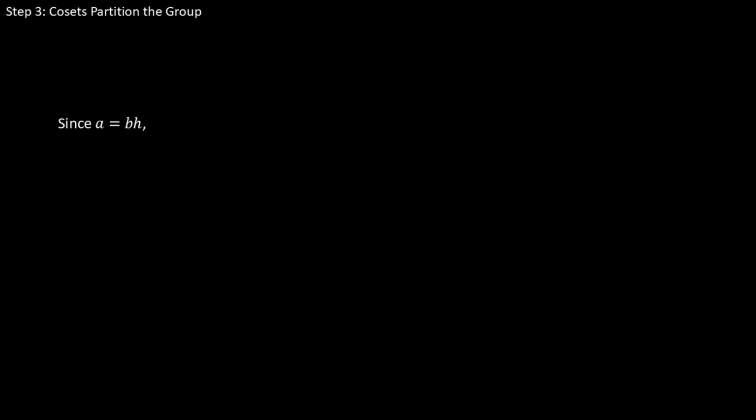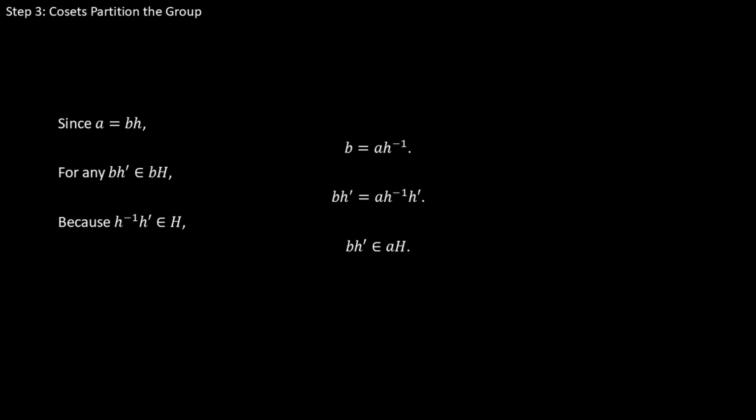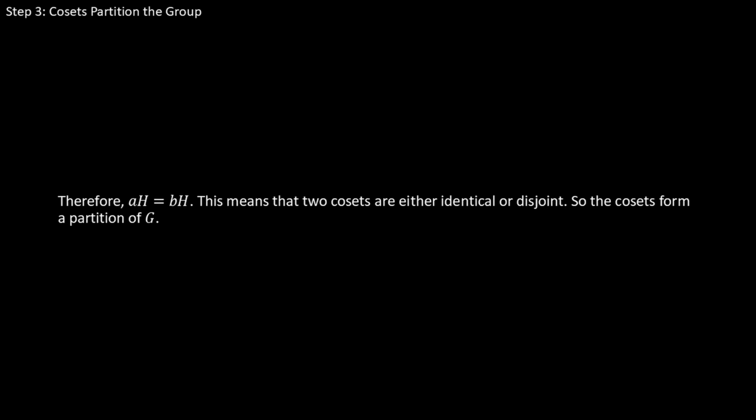Since a equals bh, b equals ah inverse. For any bh' in bH, bh' equals ah inverse h'. Because h inverse h' is in H, bh' is in aH. Thus, bH is a subset of aH. Therefore, aH equals bH. This means that two cosets are either identical or disjoint. So the cosets form a partition of G.